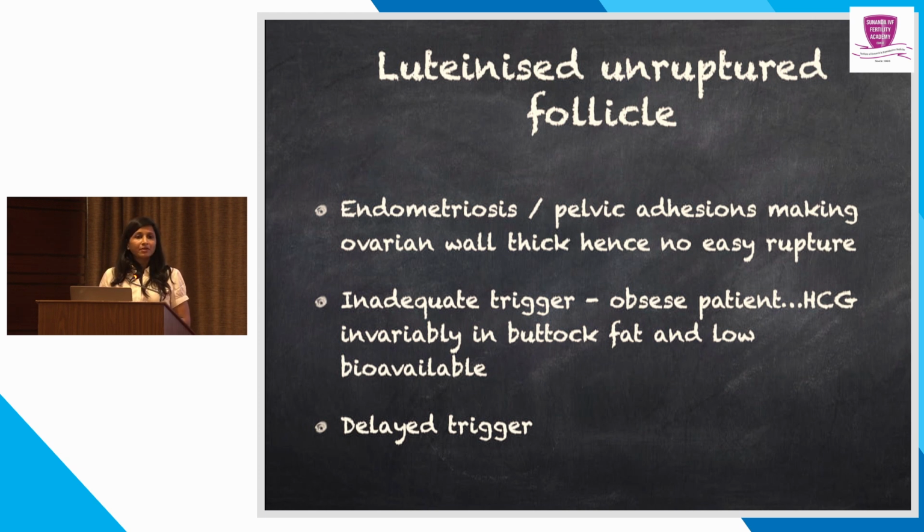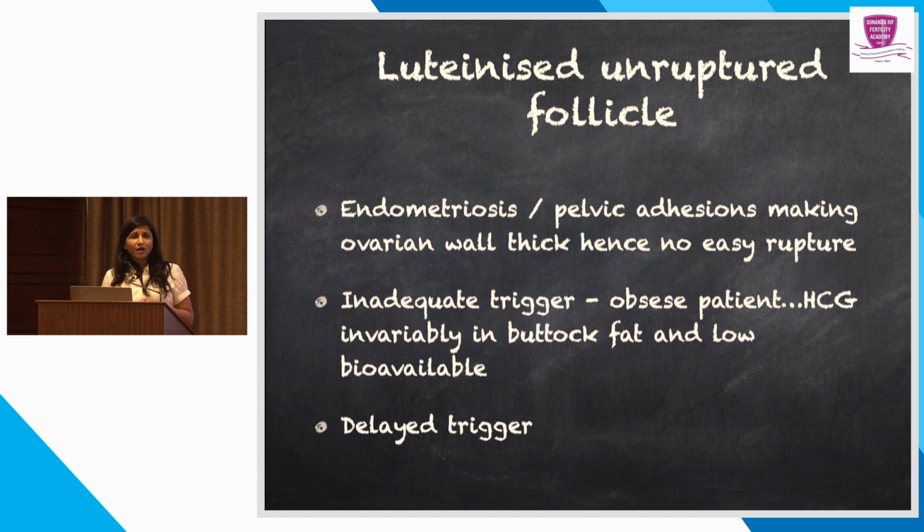Then inadequate trigger, where the patient is very obese and whatever drug you had given for the trigger has gone just into her fat and has not been delivered intramuscularly. So whenever there is an obese patient, it's better to give 10,000 IU of HCG with a long needle, deep intramuscularly, so that she should not have inadequate trigger. If at all you are giving recombinant HCG, better to give 500 microgram rather than 250 microgram in an obese patient.